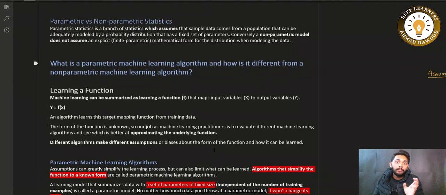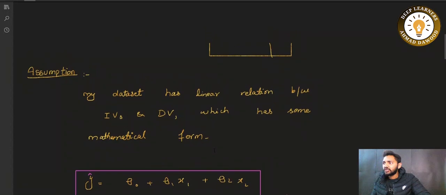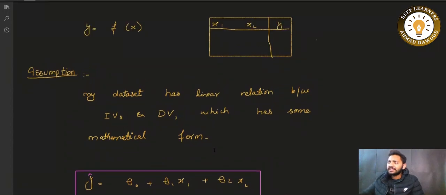So what is now parametric modeling or parametric models? Let's say you have here a data set, which is a very simple data set in which you have just two independent variables and one dependent variable. Okay, so you have assumed that your input variables have some linear relation with the output variable.